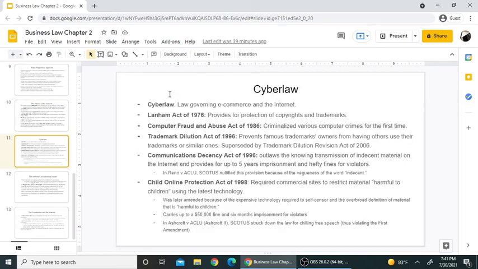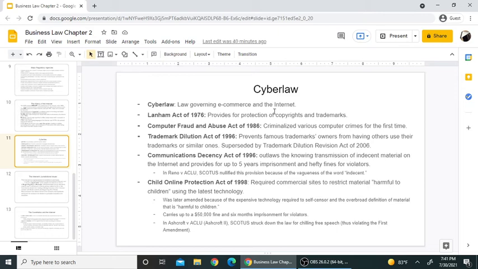Cyber law is basically the law that governs e-commerce and the internet more broadly. There's several statutes that are very important when it comes to the internet. First is the Lanham Act, which protects copyrights and trademarks. The Computer Fraud and Abuse Act criminalized various computer crimes. So, for example, the theft of confidential data.